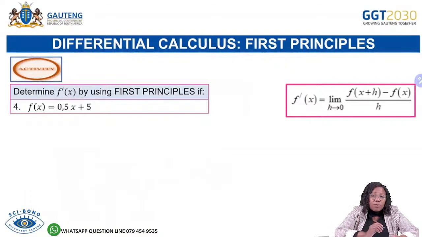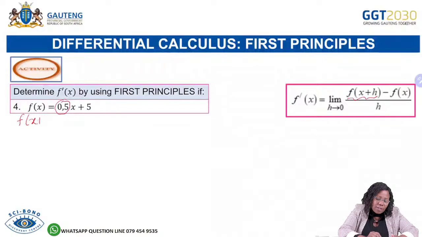Okay, now do you still remember the method? Firstly, identify your answer. It must always be the coefficient of x, and in this case it is 0,5. That is the expectation. And then when you look at the formula, you need f at x plus h. Therefore, you look at f at x plus h by substituting wherever you have an x by x plus h. Then this will be 0,5 into x plus h plus 5.